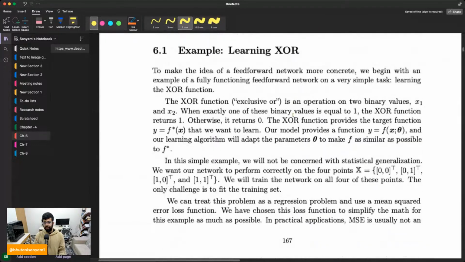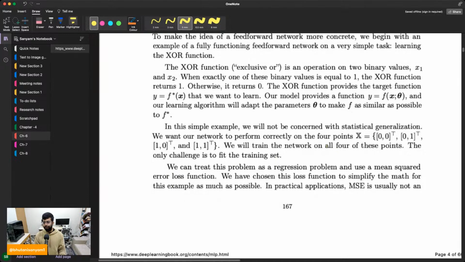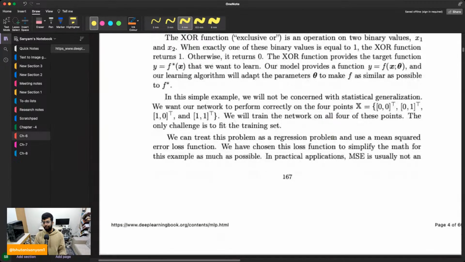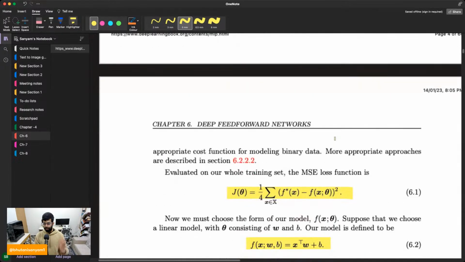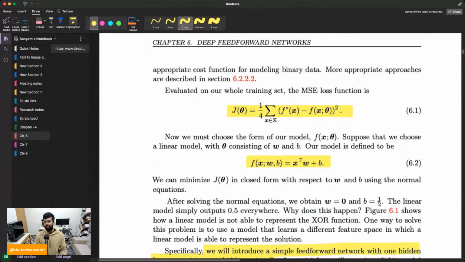After this, they introduce how you can learn the function XOR. Remember, we're trying to approximate f star. That's the goal of deep learning. Here, the goal is to learn or approximate XOR. So the authors introduce how to write these 4 points, and they also plot a graph for this. They remind you of the MSE loss function, which can be written like so.